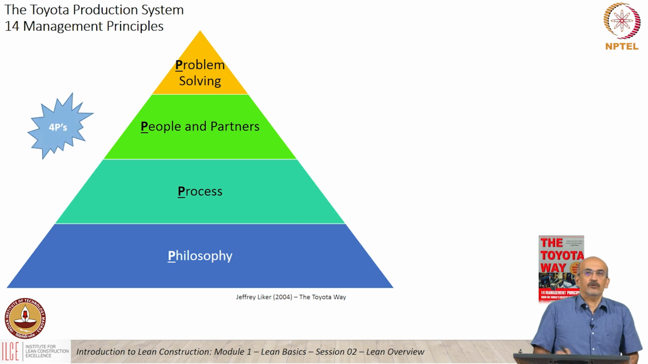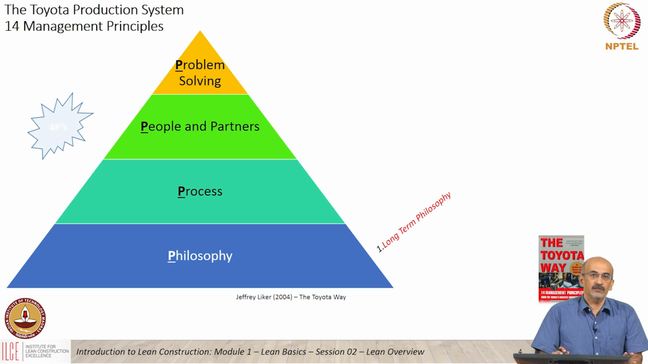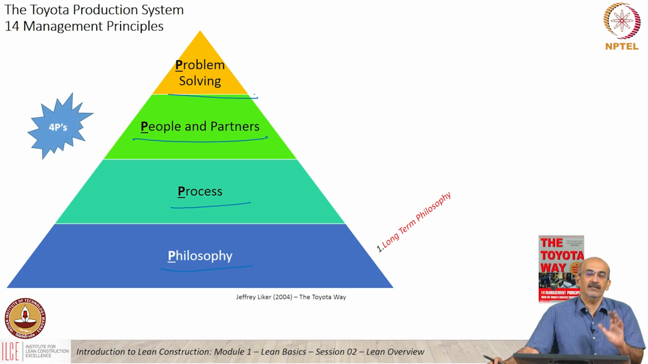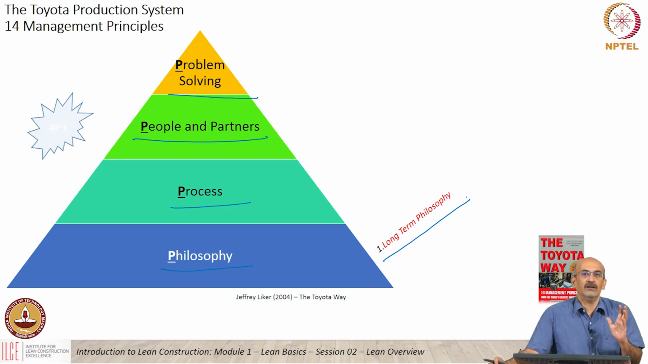Now, when we go back to the Toyota production system, any reference material will talk about the 14 management principles propagated by the Toyota Way, and these management principles are classified as 4 P's, that is philosophy, process, people and partners, and problem solving. The first principle of philosophy basically says you need a long-term philosophy. Lean is not about the short term, it's about the long term. Even the TPS, nothing is a quick fix. You need to think about it, you need to implement, you need to measure, you need to expect benefits in the long term.